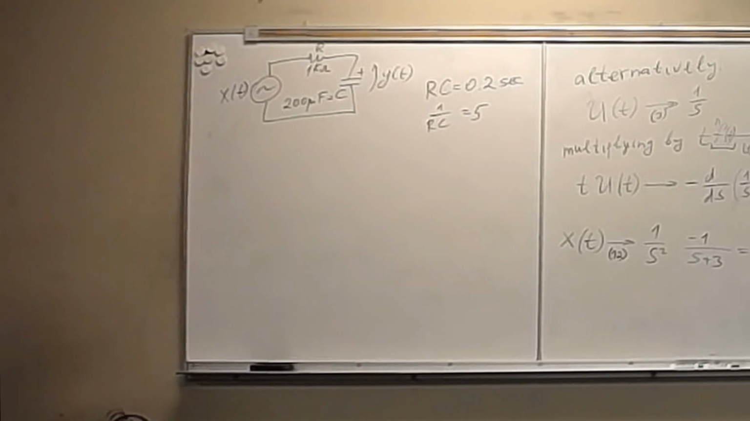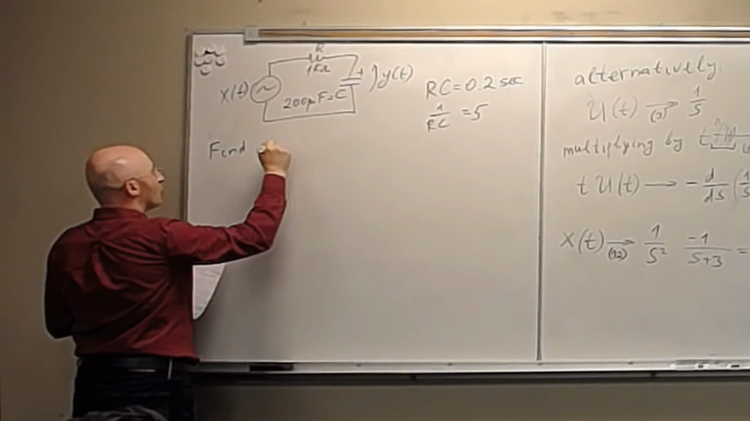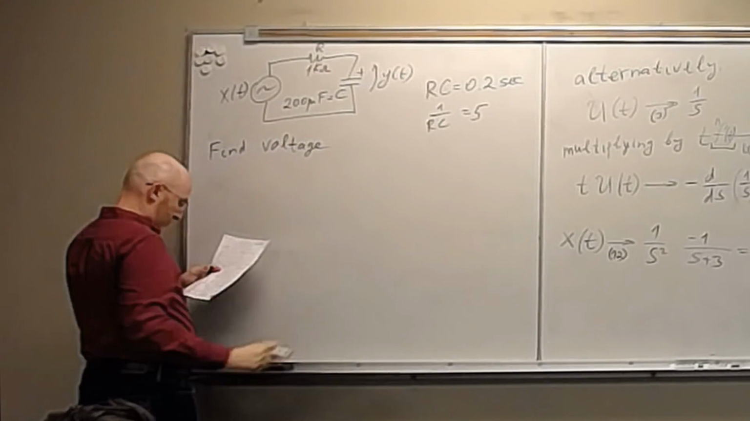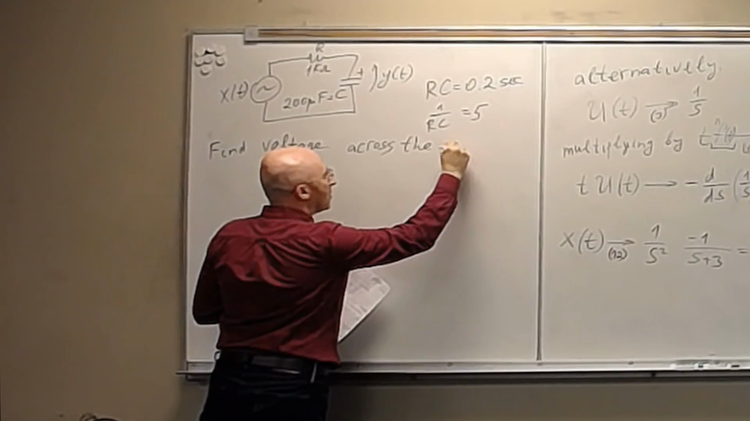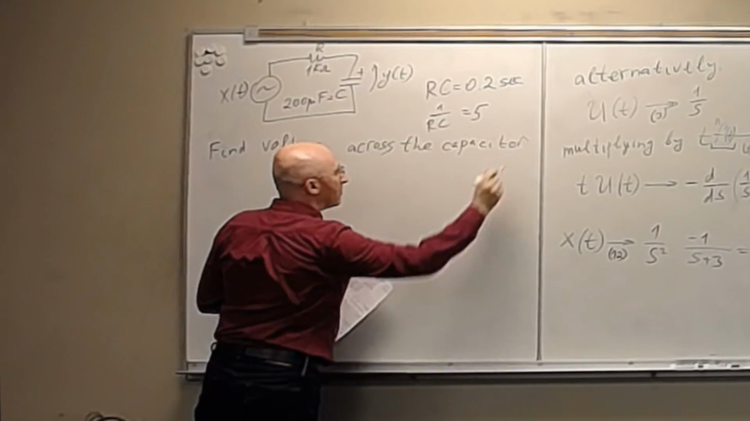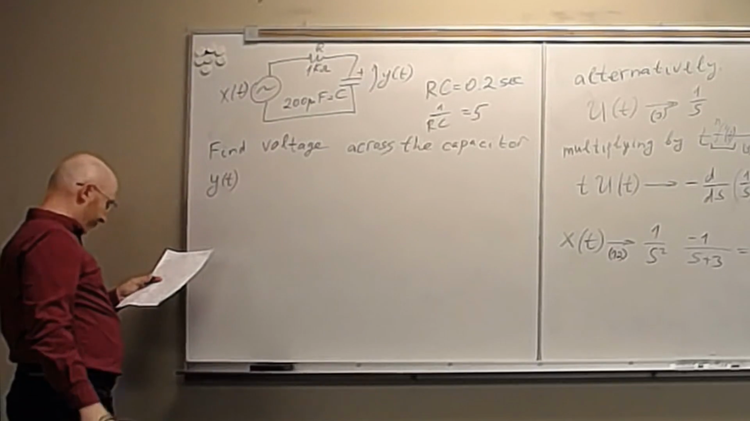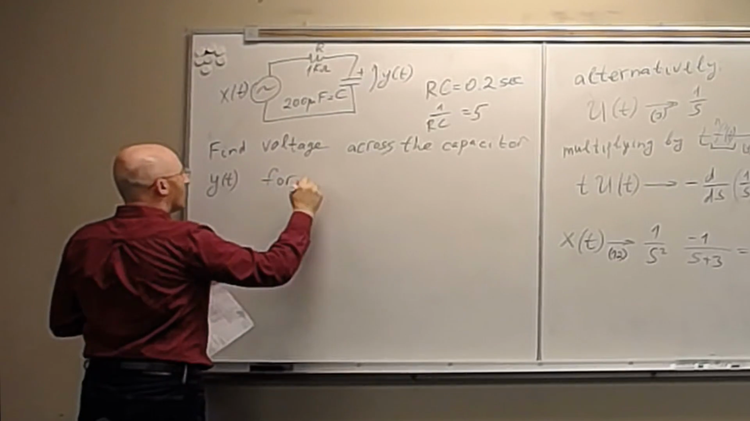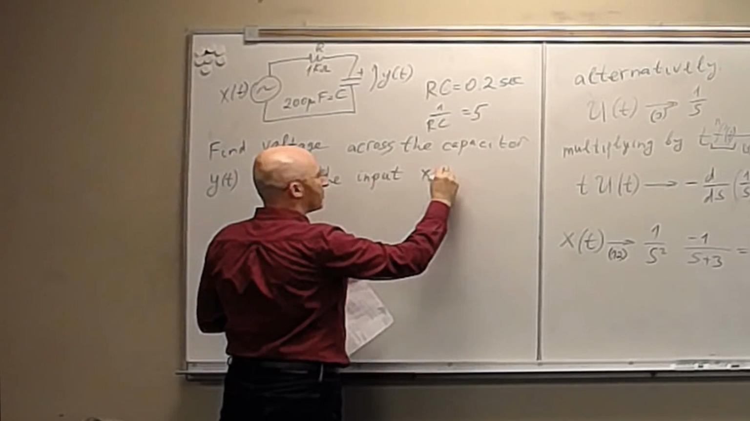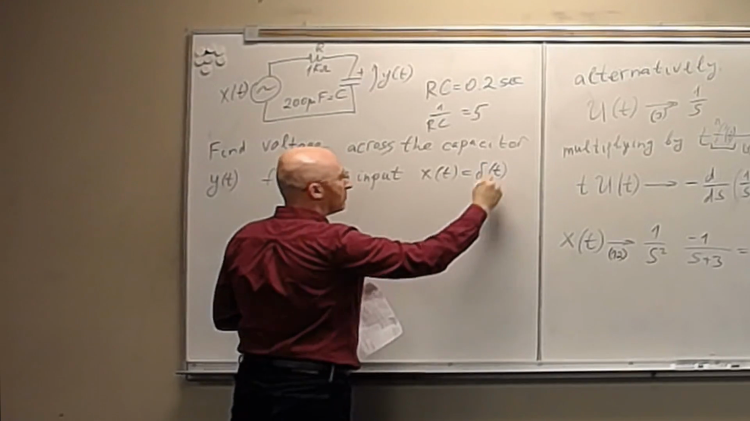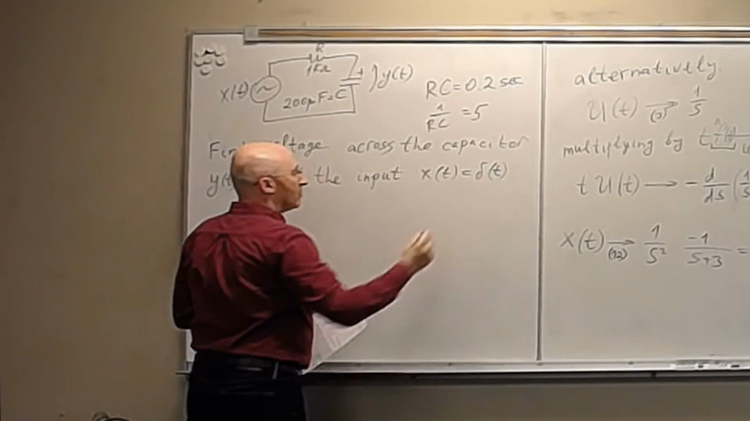Okay, so the question we have is to find the voltage across the capacitor. This voltage will be y of t, for the input x of t equals delta of t. How would you call that kind of output of that system?